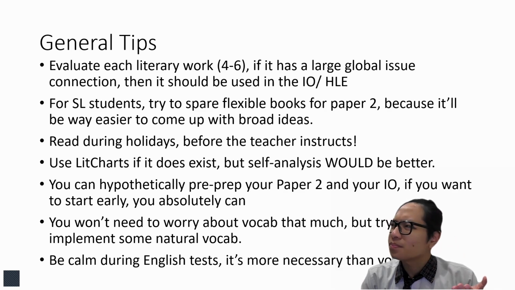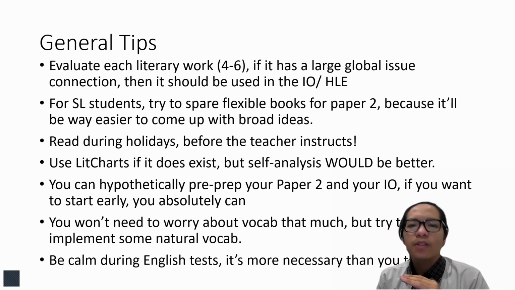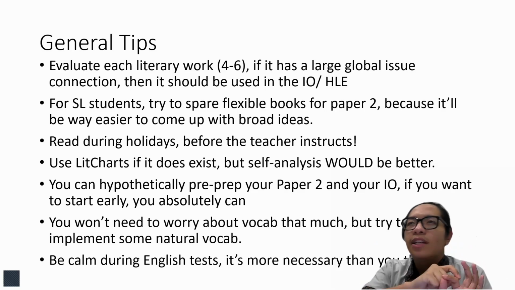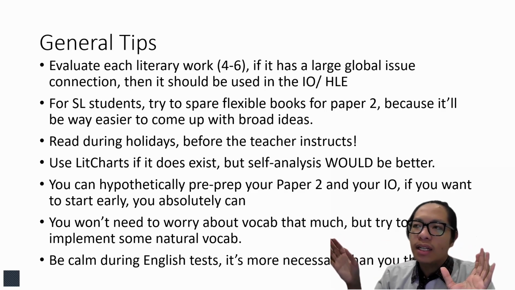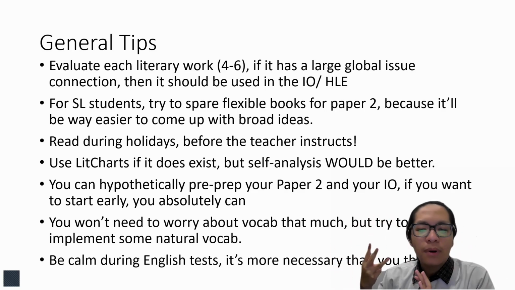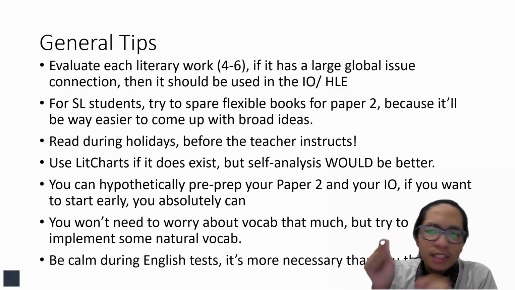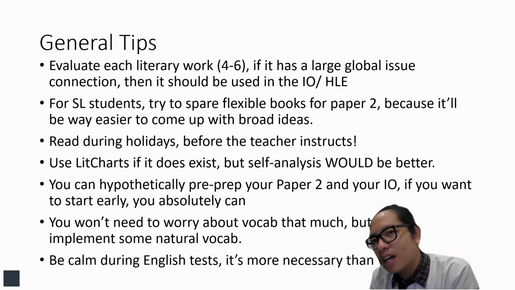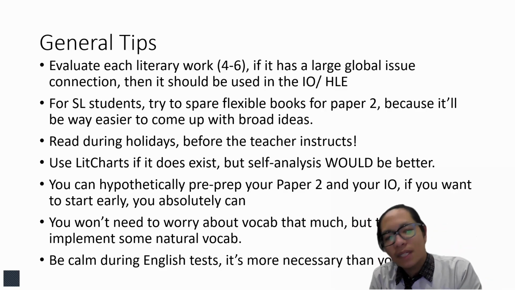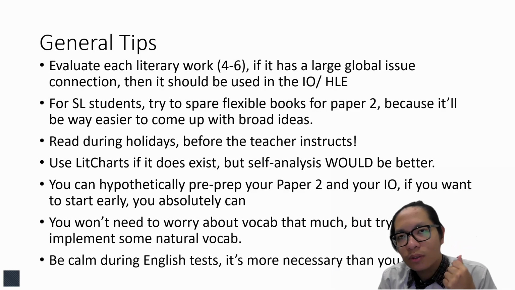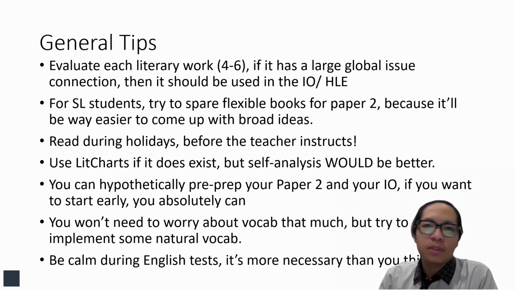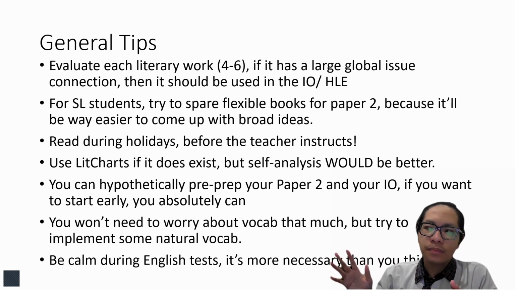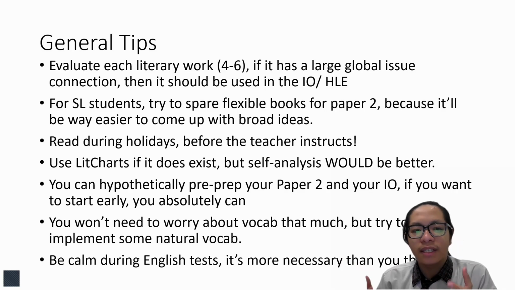So for example, I didn't really like this book. It was very specific, so I'd rather place it in my IO and tie it to a global issue. And then I can leave the other three books for paper two, and I can just pick and choose which one's the most suitable, giving me more breathing room. For HL, obviously, you'll have a lot of breathing room, but it's the same thing because you'll still need to know what you're going to use for HLE and for the IO, and you will not be able to use those in paper two. So it'll give you some time to think and how flexible each text is.